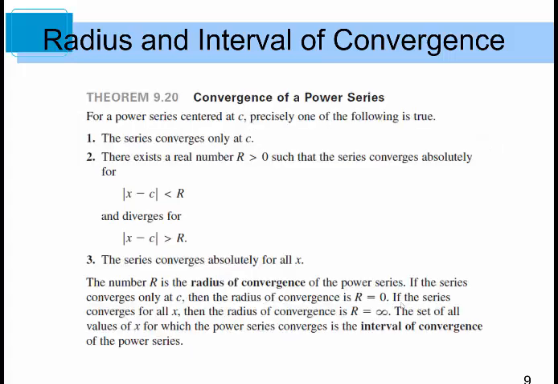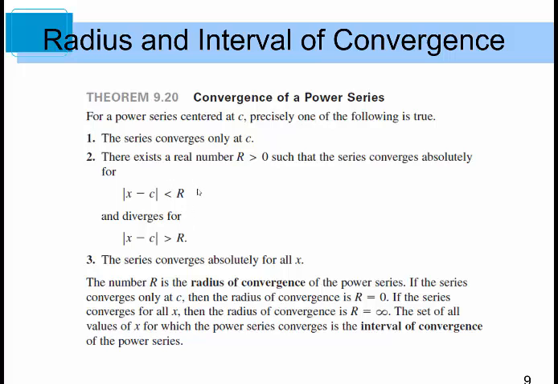All right, so the convergence of a power series. For a power series centered at c, precisely one of the following is true, not both, one. The series converges only at c, so only at the center, or there exists a real number r greater than 0 such that the series converges absolutely for absolute value of x minus c less than r, and diverges when the absolute value of x minus c is greater than r. Or the series converges absolutely for all x.